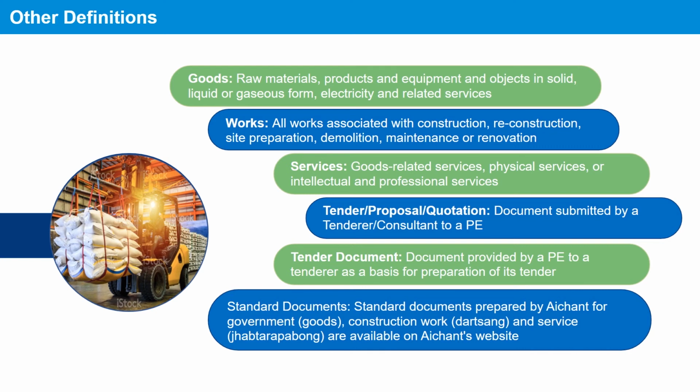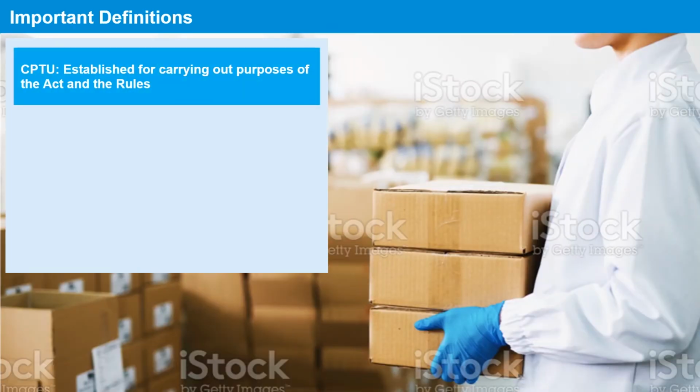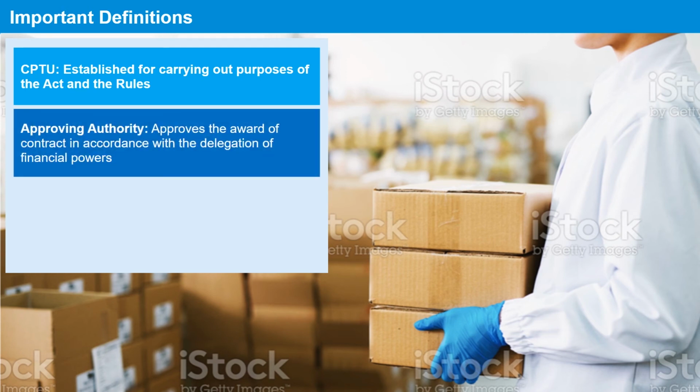For all these standard documents, the Central Procurement Technical Unit or CPTU is set up by the government in the Implementation Monitoring and Evaluation Division of the Ministry of Planning to fulfill the purpose of the Act and these rules. Approving authority means the authority which, in accordance with the delegation of financial powers, approves the award of contract.